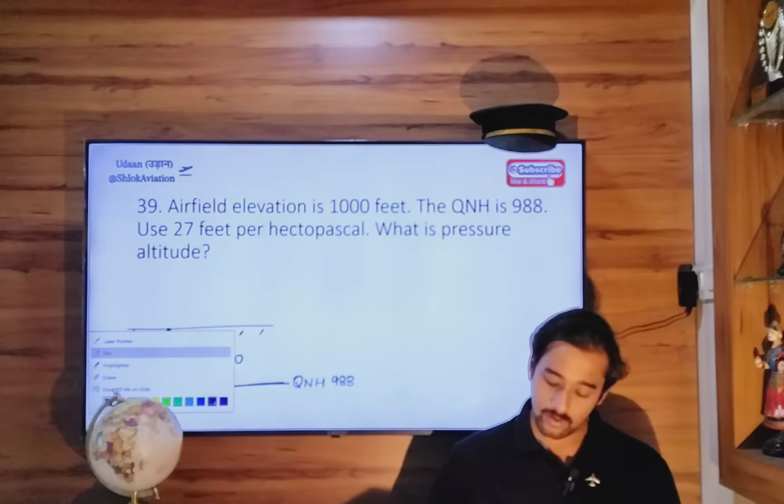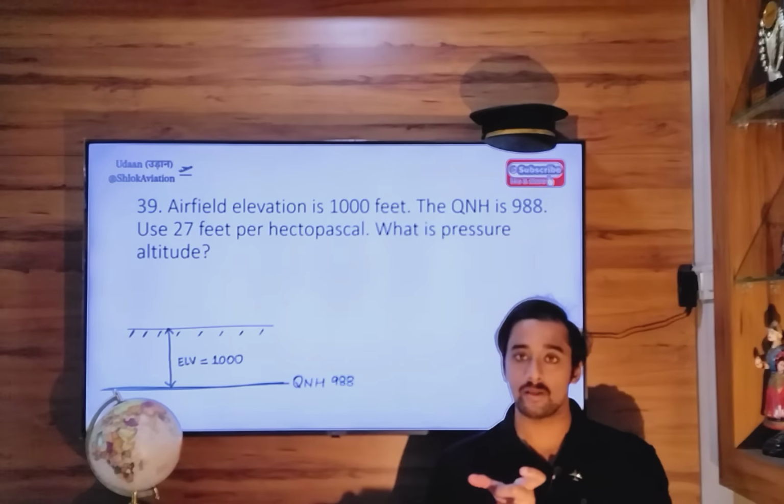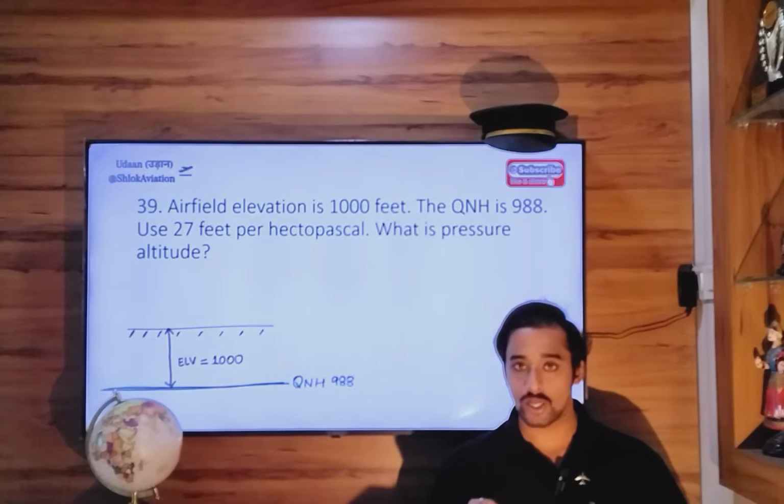Now, higher the pressure, the deeper in the earth that pressure level will be found. So 1013 is more than 988. So 1013 pressure level will be much deeper in the earth than 988 pressure level, meaning 1013 pressure level will be found below QNH pressure level. Okay, that means more inside the earth, deeper in the earth. So I'm writing here 1013.